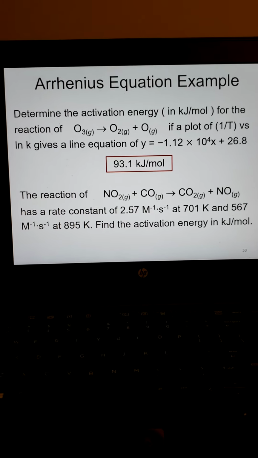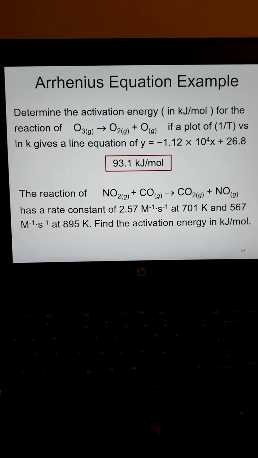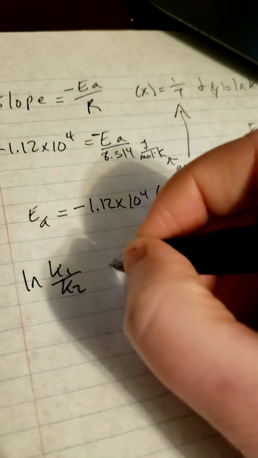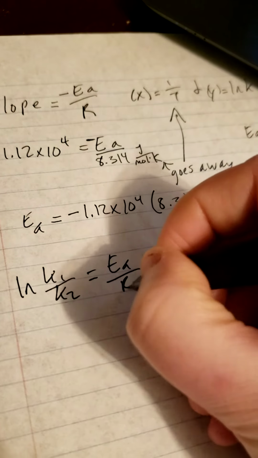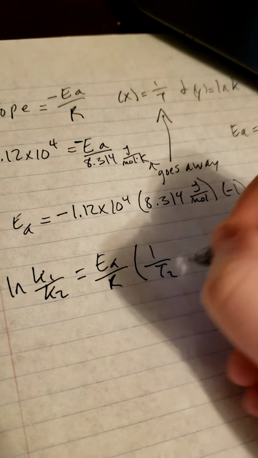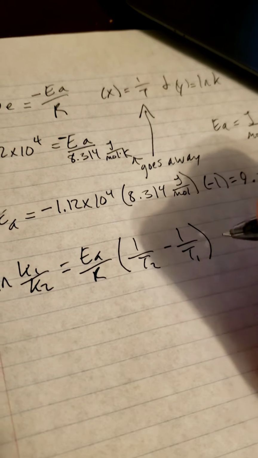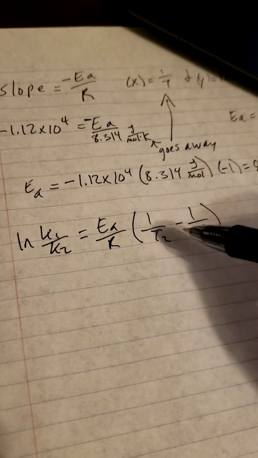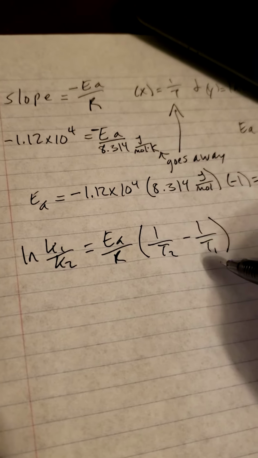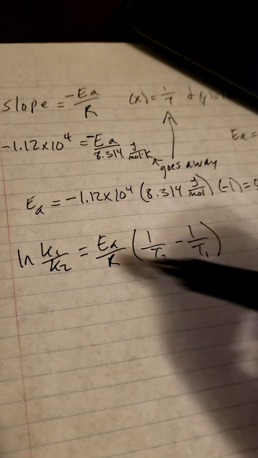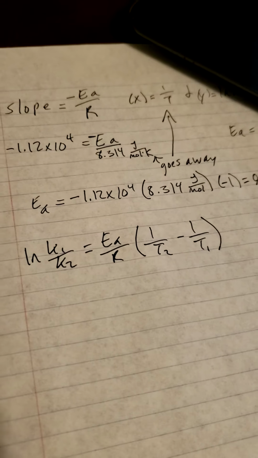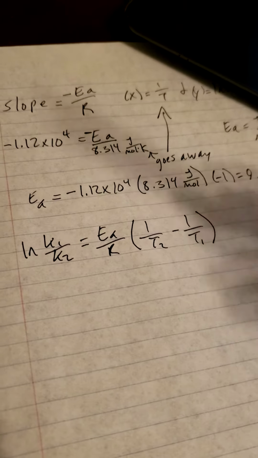Now, this equation is that big nasty one that I told you that you didn't have to memorize. So it's this one: the natural log of K1 over K2 is equal to EA over R times 1 over T2 minus 1 over T1. Now, this is not dependent upon the reaction order. So it doesn't matter what the units of K are, because they're dividing by each other, so they're going away. This could be first order overall, second order overall, whatever.